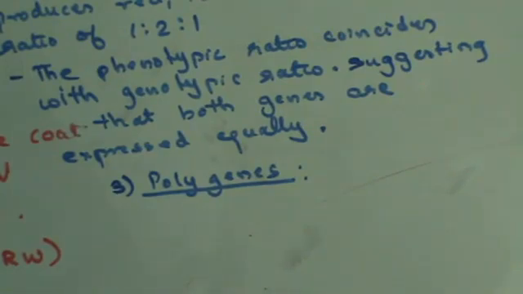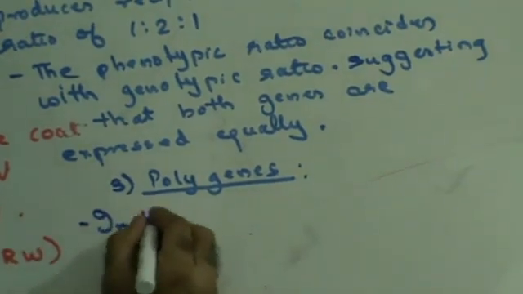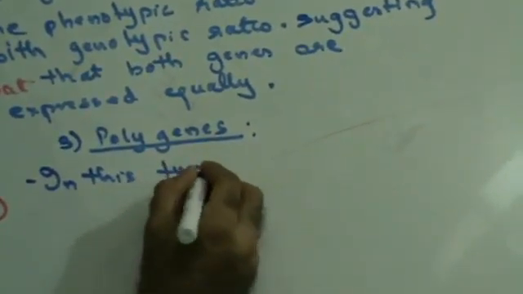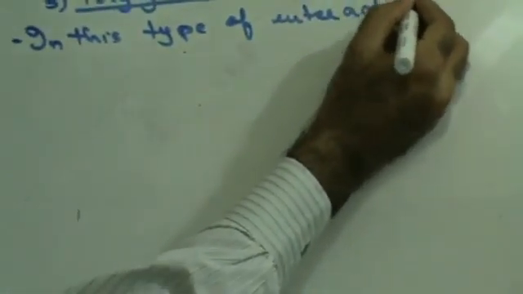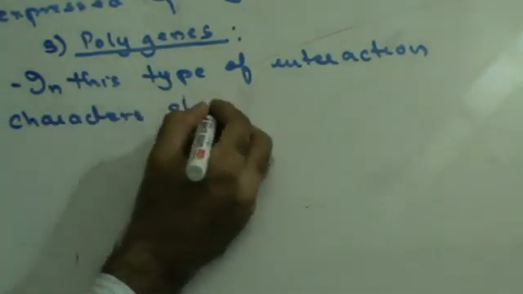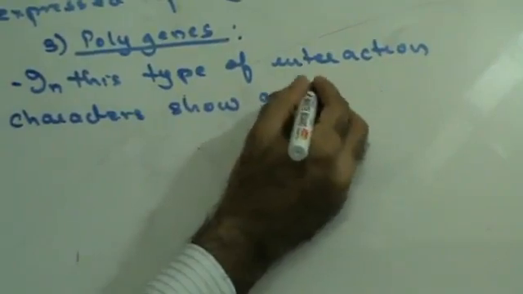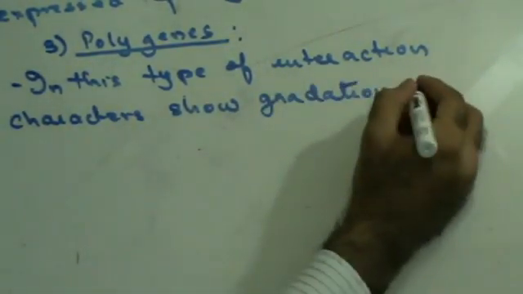So I can say polygenes. In this type of interaction, characters show gradation in its expression.